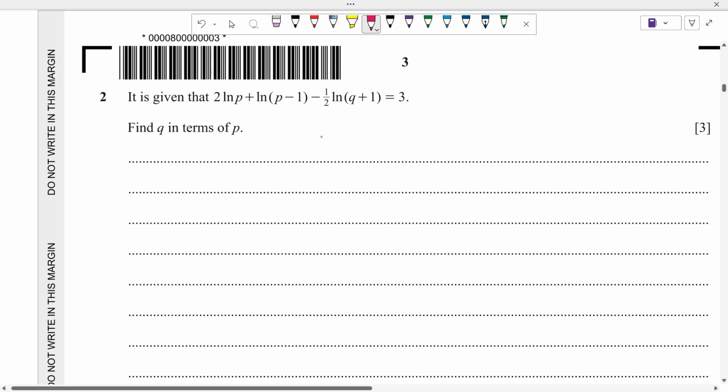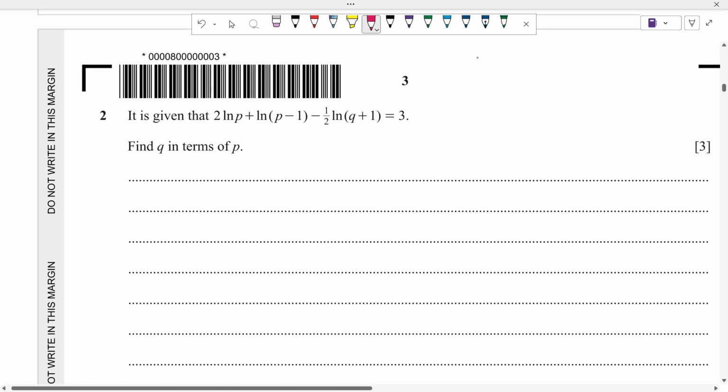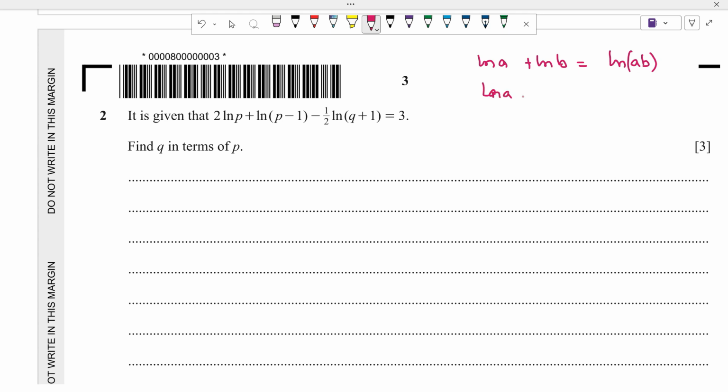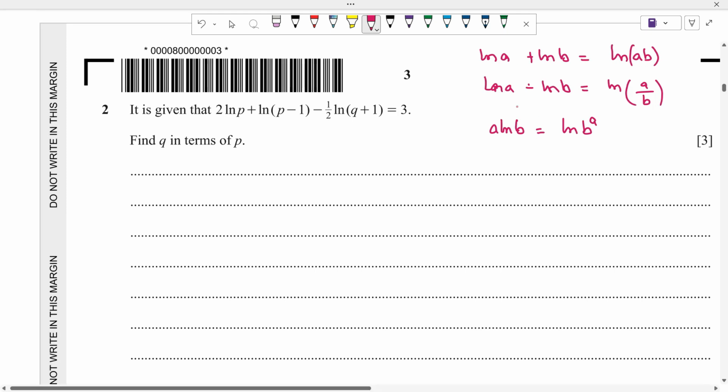To solve this question, we first need some properties. First, ln a plus ln b is equal to ln ab. Secondly, ln a minus ln b is equal to ln(a over b). Third, a ln b is equal to ln b to the power of a. These are three properties which will be used while solving this question.